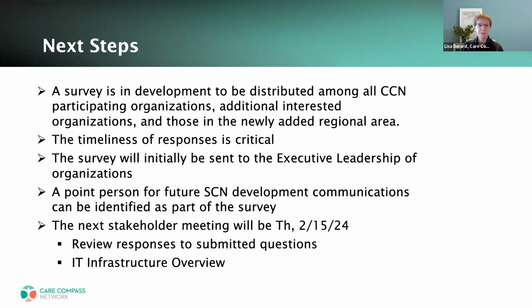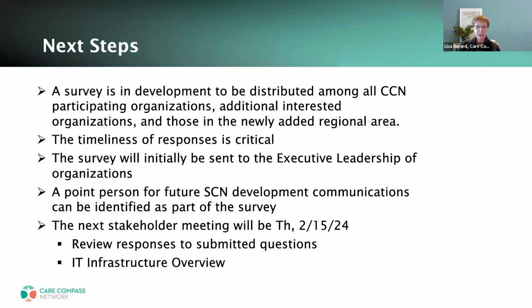Next slide, please. So our next steps. A survey is in development. It will be distributed to all of our current participating organizations, along with any organizations that have expressed an interest to be involved, and those in the newly added regional area, which is the County of Otsego. The timeliness of responses really is critical because we're on a very tight timeline to get that application completed. It will initially be sent to the executive leadership of each organization to distribute as they see fit. And a point person for future communications can be identified as part of the survey.